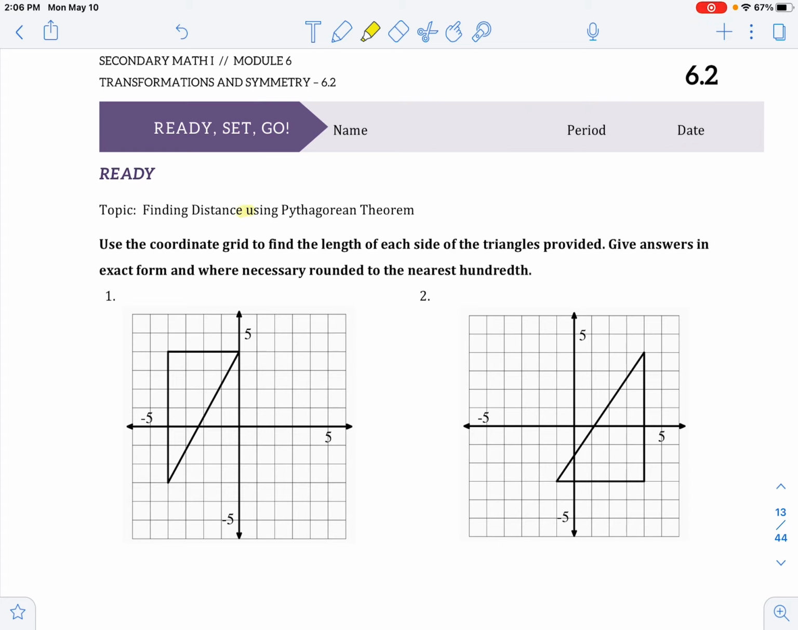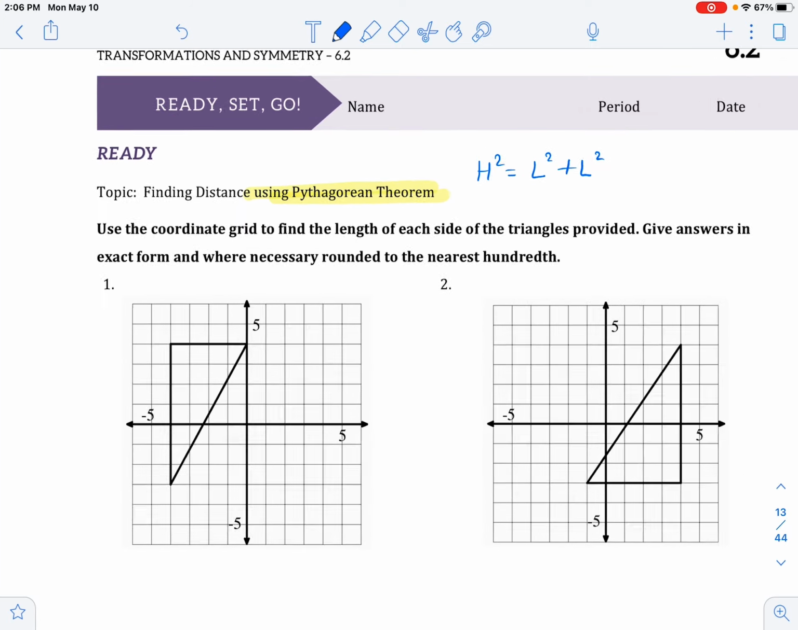Finding the distance using the Pythagorean theorem, and for that I can tell you that it's basically hypotenuse squared is equal to leg squared plus leg squared. That's the Pythagorean theorem. You have to use it in that format. So let's do the first question here.